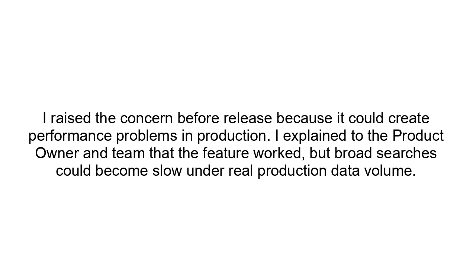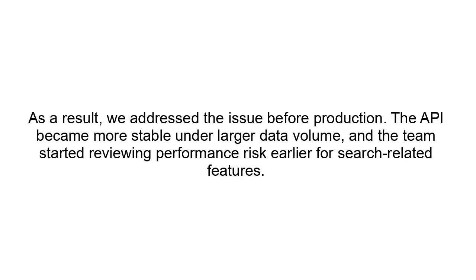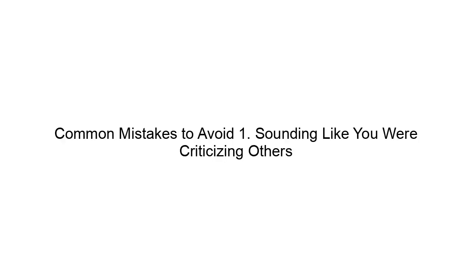I explained to the product owner and team that the feature worked, but broad searches could become slow under real production data volume. I reviewed the API with larger test data and proposed a few safeguards: a maximum page size, a default page size, a database index for the common search field, validation for unsupported sorting, and performance testing with larger data. As a result, we addressed the issue before production. The API became more stable under larger data volume, and the team started reviewing performance risk earlier for search-related features.